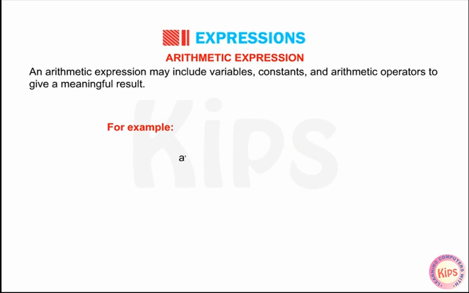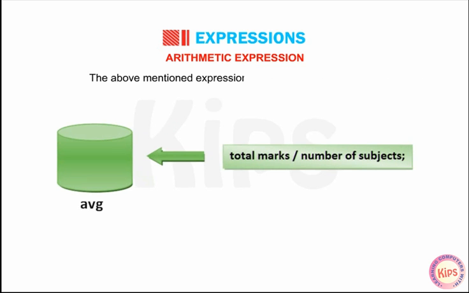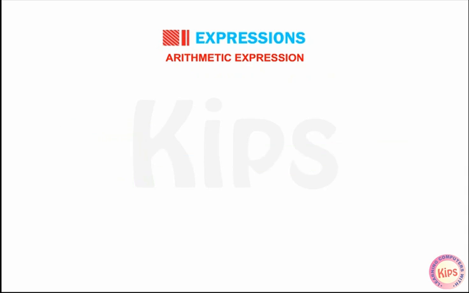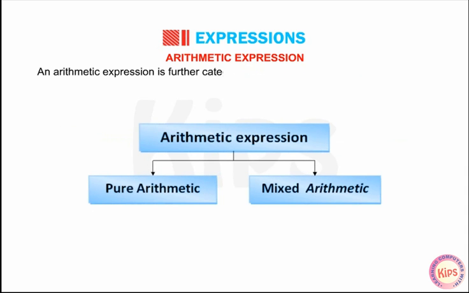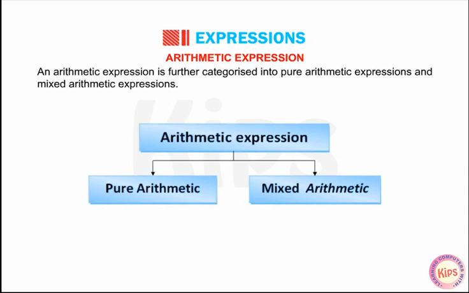For example, average = total marks / number of subjects; The above mentioned expression is an arithmetic expression. It will store the result of the division into the variable average. An arithmetic expression is further categorized into pure arithmetic expressions and mixed arithmetic expressions.